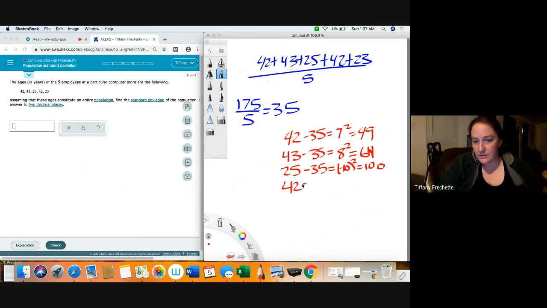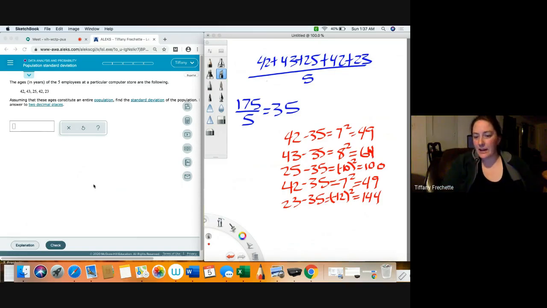42 minus 35. So I've already done this one. This was the first one we did. We get 7 squared, which is 49. And then 23 minus 35. I get, let's see, what is that? 10, 11, 12. Negative 12 squared, and I get 144.